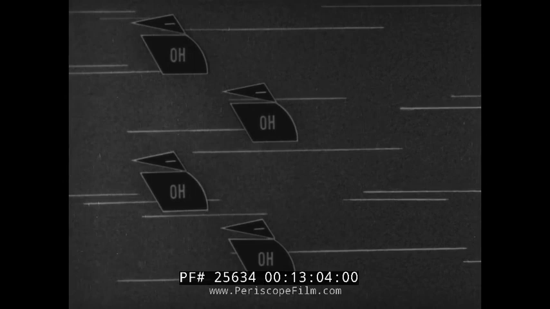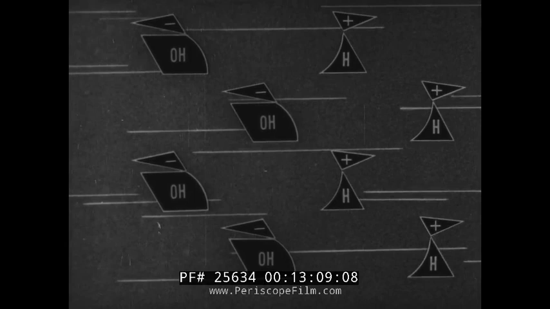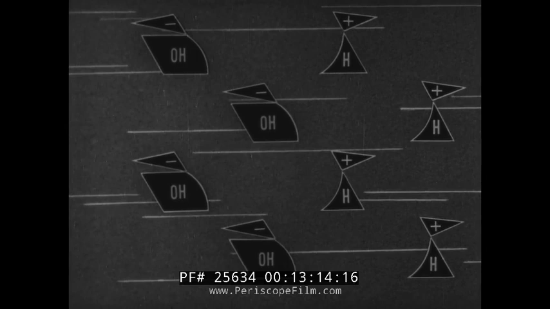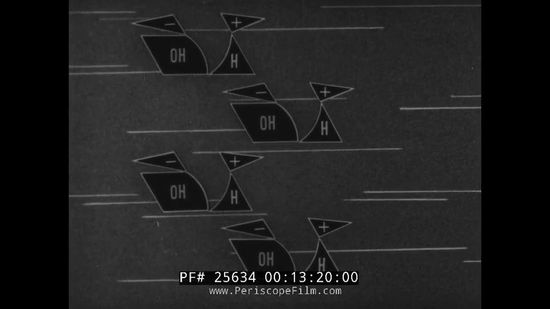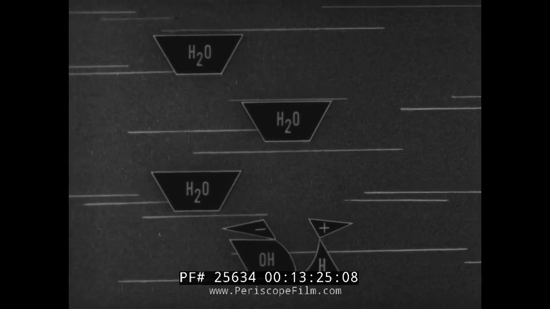We still have the negative hydroxyls that resulted from the ionization of lead dioxide and water, and the positive hydrogen ions from the ionization of sulfuric acid. Equal charges of opposite sign tend to combine. We get, therefore, molecules consisting of one oxygen atom and two hydrogen atoms, H2O, water.